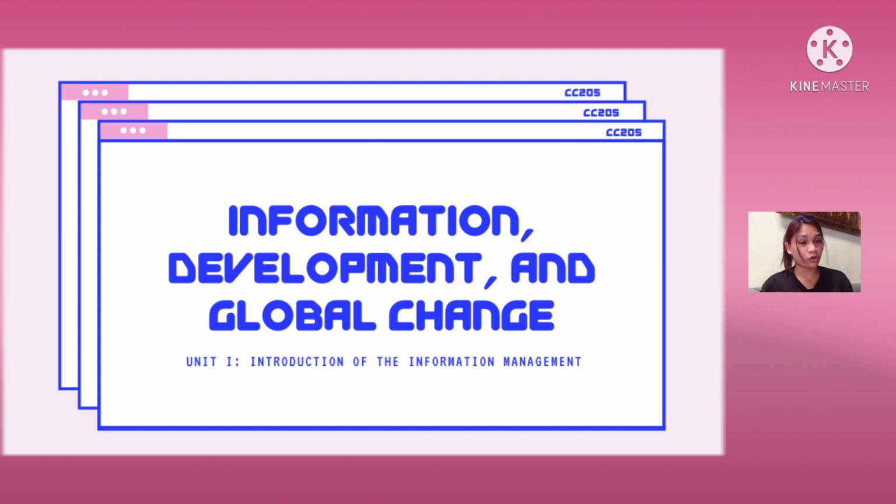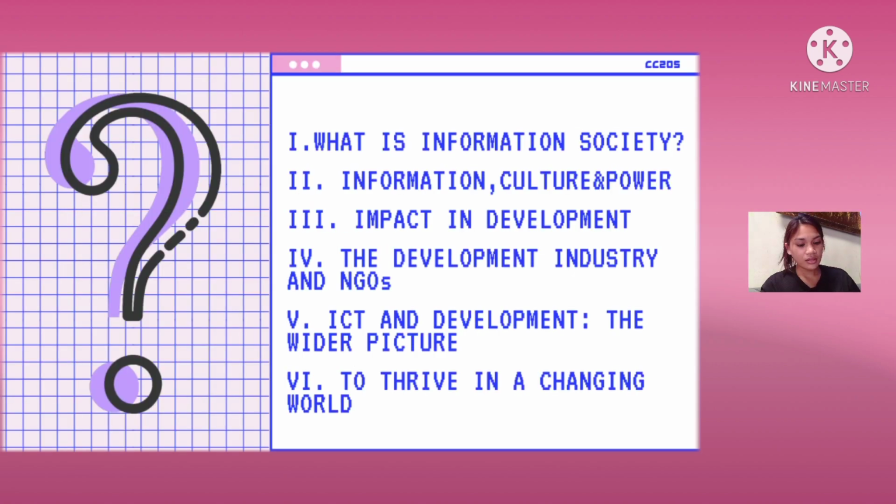Information, development, and global change. This chapter surveys some global trends which are giving impetus to the growing emphasis placed on information and knowledge, and the impact of these trends on development work. These are the subtopics. First, what is information society? Second, information, culture, and power. Third, impact in development. Fourth, the development industry and NGOs. Fifth, ICT and development, the wider picture. And lastly, to thrive in a changing world.